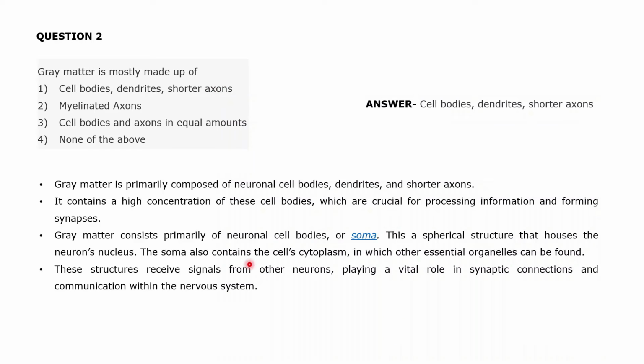So these receive signals from other neurons, playing a vital role in synapse connections and communication with the nervous system. The function is quite similar in this case, but the abundance of what is present in the white matter and what is present higher in gray matter is actually different. The only similarity is that it is used to carry out this communication, or electrochemical sensing and then transmission of this signal to the brain. So I think this is clear. Does anyone have any doubt?